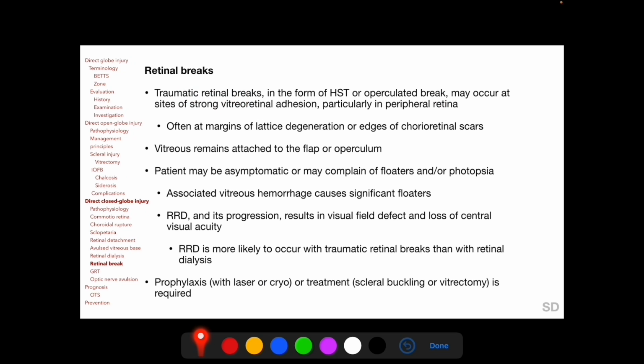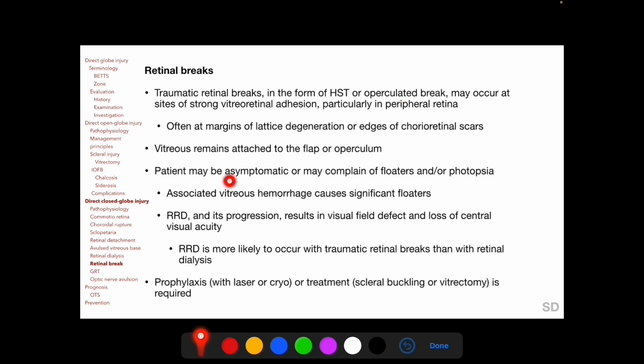occur following trauma at sites of strong vitreoretinal adhesion, particularly in the peripheral retina, such as at margins of lattice degeneration or edges of choroidal scars. These retinal breaks occur due to trauma-induced vitreoretinal traction, and so the vitreous remains attached to the flap of an HST or the operculum of an operculated break.